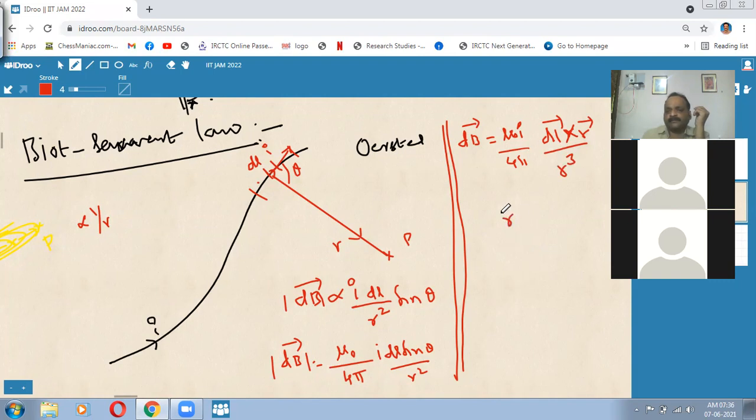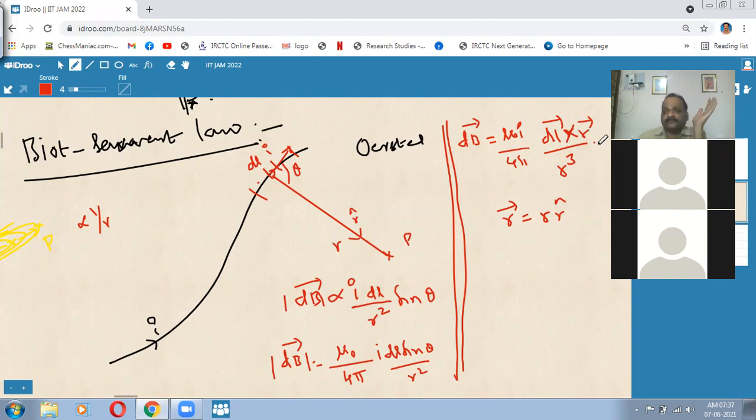Here r bar is the position vector of that point P from the current element, that is r into r cap. Actual distance is r, into the unit vector in the direction of r. So if you replace r bar with r into r cap, one r and one r get cancelled. dl bar cross r bar means dl r sin theta, so dl sin theta by r square only will remain.